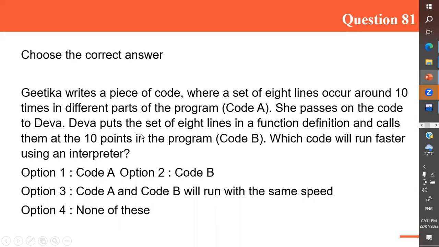One who asked me to repeat, I hope you understood that. Okay, cool. So just see this question now, everyone. Question number 81.